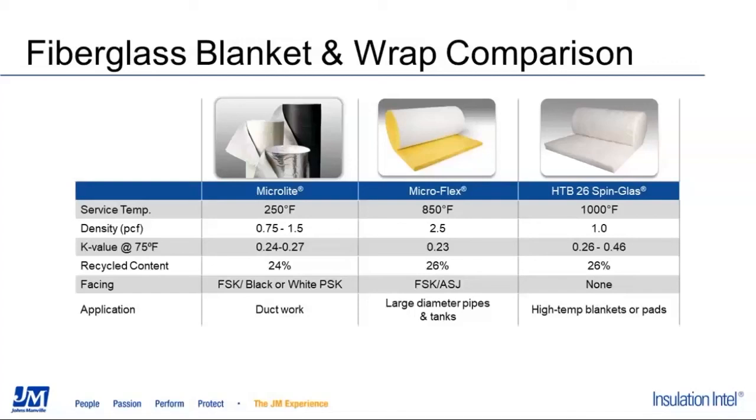And I already mentioned the facing offerings for our duct wrap when we talked about our black PSK offering. So again, it's available in that black PSK, a white PSK, or an FSK, and you can see all of those pictured here. Microflex can come in either an ASJ or an FSK facing. You can see the ASJ facing in the picture. And then finally, HTB26 is unfaced. And again, the applications for these products include ductwork, large diameter pipes, tanks, vessels, and high temperature blankets and pads.